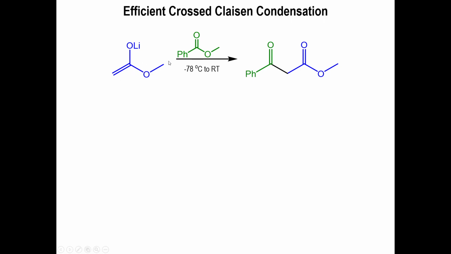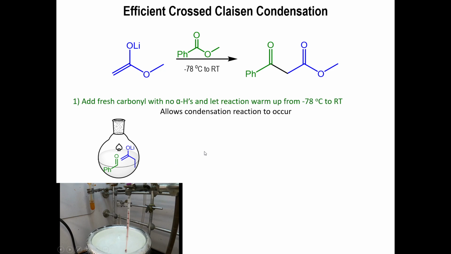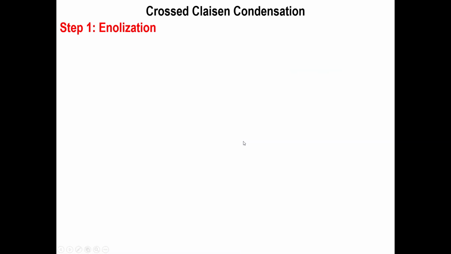So the best way for this one will be to first prepare the enolate to completion at negative 78 degrees Celsius temperature, and then add your next ester and let it warm up to get to the condensation product. So we kind of talked about this type of technique already. So the reaction will definitely go pretty smoothly.